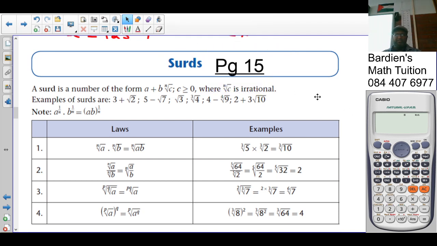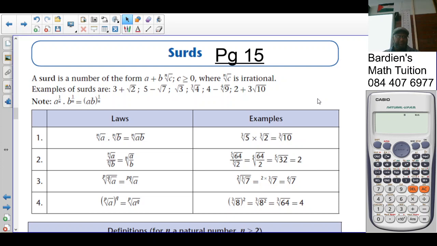Okay, so we're looking at surds on page 15. On page 15 we're told that a surd is a number of the form a plus b times the nth root of c, where c is greater than or equal to 0, where the nth root of c is irrational.